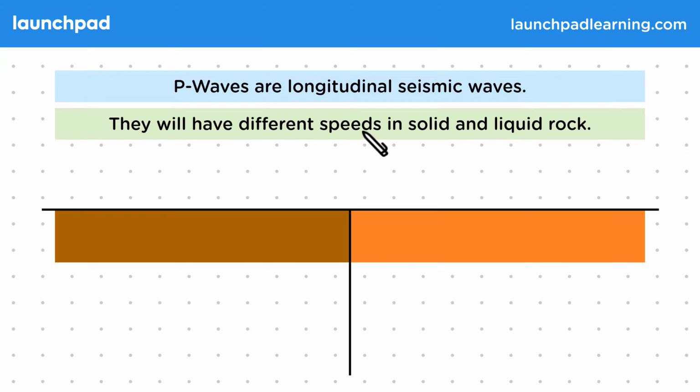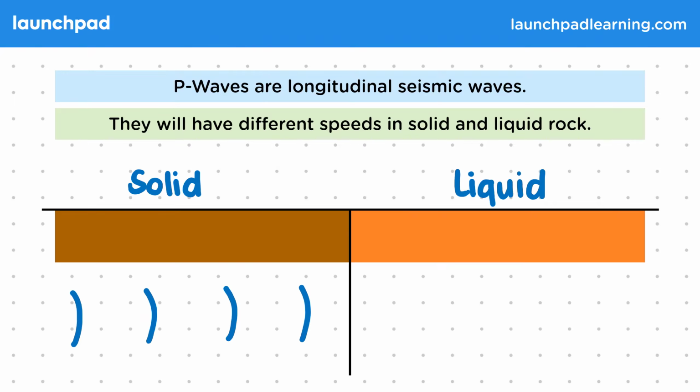They will have different speeds in solid and liquid rock. Here's a diagram representing a boundary between some solid rock and some liquid rock. Now the rock here has changed state because of high pressure or heat. The P wave is caused by matter in the Earth moving back and forth. We can represent this in a diagram by drawing the compressions like so, similar to how we draw sound waves.